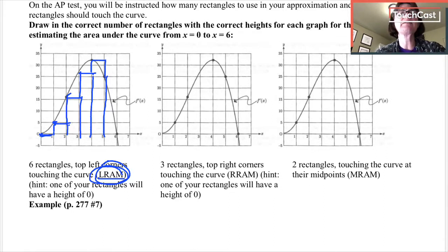So from 5 to 6, I'm going to use the height of the rectangle at time 5. Oops. So now I have 1, 2, 3, 4, 5, 6 rectangles. This just says draw in the rectangles; it didn't actually ask for an estimate. In the AP test, you'll be asked to actually perform the calculations for area, sum up the areas of those rectangles to make an approximation for the area. I'm going to leave these two to you. You're going to draw 3 rectangles using RRAM. You're going to draw 2 rectangles using MRAM.